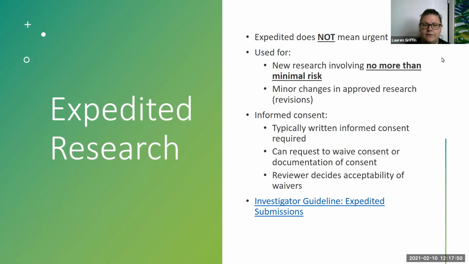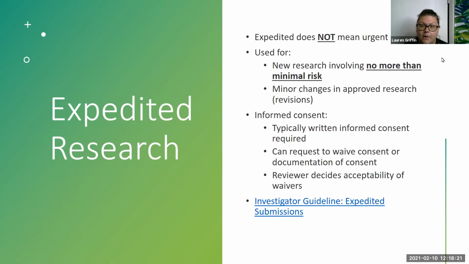Expedited research is used for studies that have no more than minimal risk or minor changes in approved studies. So if you have a full board study and you're making a minor change, like updating contact information on a flyer, or adding e-consent or something like that, that might be something that would be expedited. It's not necessarily, but usually if it's a small enough change, it'll go through the expedited route.